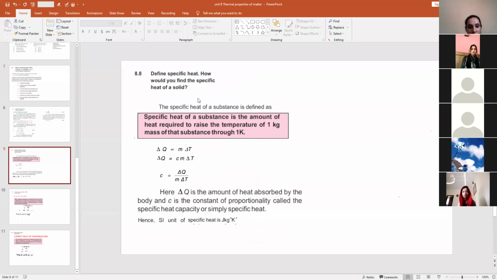Then if you see question number 8.8, define specific heat. How would you find the specific heat of a solid? First of all, you have to give the definition of specific heat. Specific heat of a substance is the amount of heat required to raise the temperature of 1 kg mass of that substance by 1 Kelvin. Then you have to write the formula as well: C is equal to delta Q by m delta T is the relation for specific heat of a substance, and the unit of specific heat is joule per kg per Kelvin.